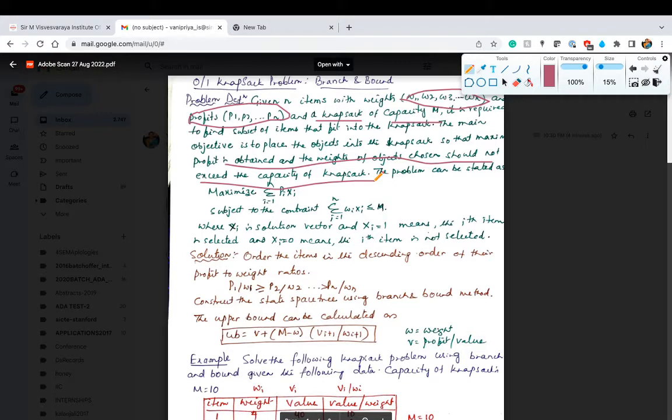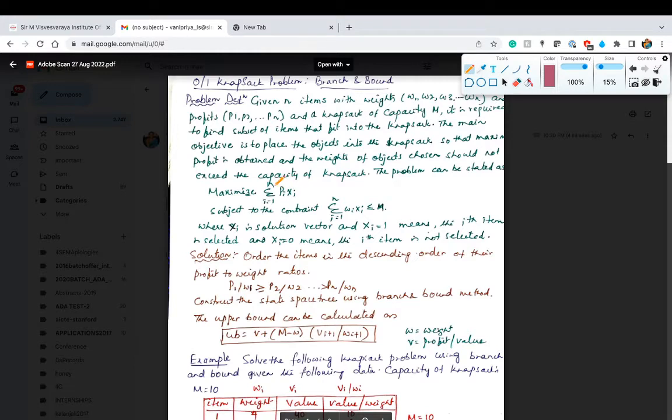Whenever you are putting an item, you need to add its weight to the previous items' weight. That means the total weight of all these items should not exceed the capacity given for the knapsack. That is the main requirement.